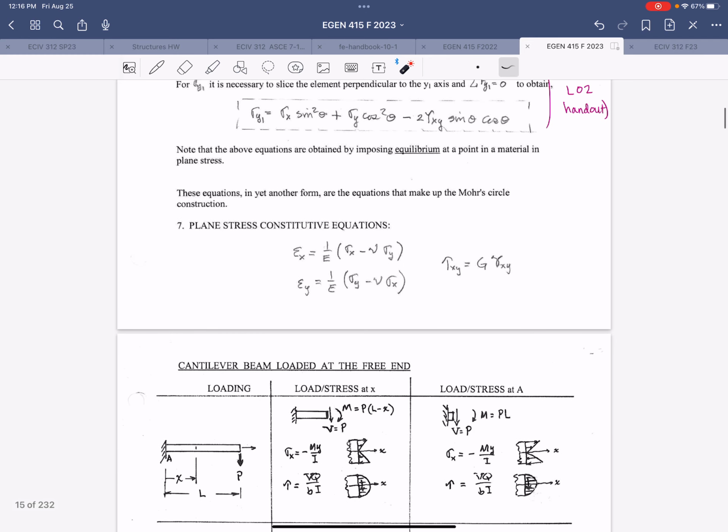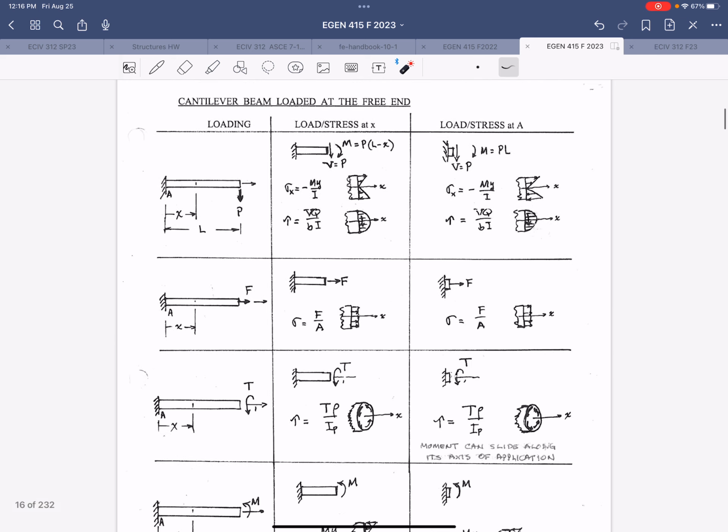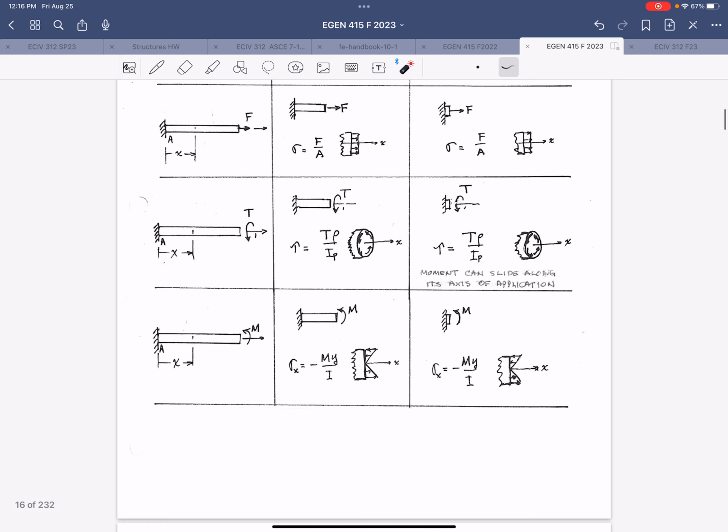And then here are your constitutive equations, relating stress to strain for plane stress conditions. And then we've got here just a summary of different loads applied to a cantilever beam and the stresses that you could expect to see at the support.